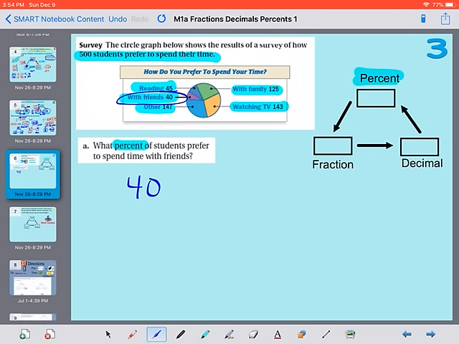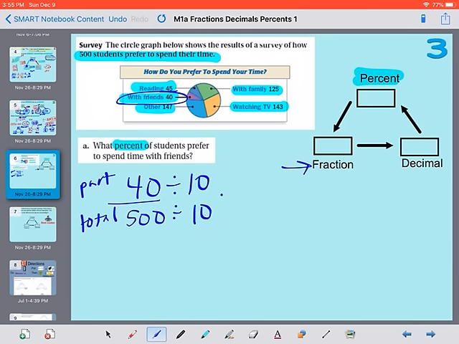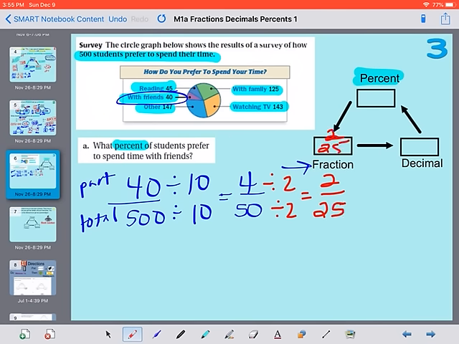Well, that doesn't give us a percent, a fraction, or a decimal. But we can actually write a fraction because we know it's 40 students out of a total of 500. This is our part to total. Our part we're looking at is 40 friends out of a total of 500. So that's a fraction we're going to use. We could simplify this to write it in its simplest form. I'm going to divide by 10. 500 divided by 10 is 50. We're just getting rid of a 0. And then we can also divide by 2. That gives us 2 over 25. So there's my fraction.